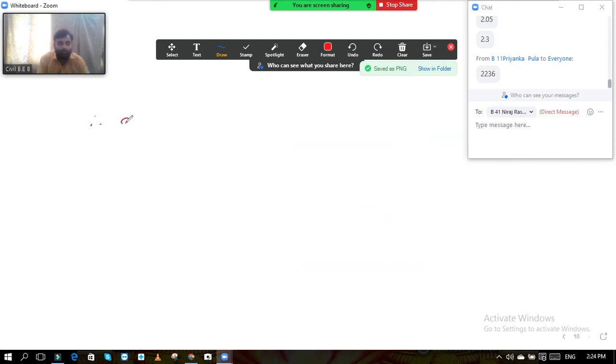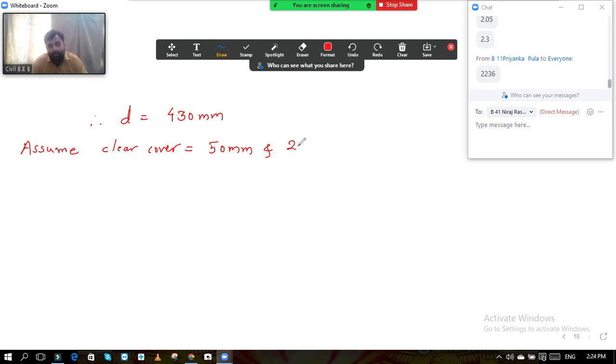Therefore D is equal to 430 mm. Now assume a clear cover of 50 mm for the footing and a bar diameter of 16 mm, or 20 mm we can take. We will take 20 mm bar diameter. So assume clear cover is equal to 50 mm and 20 mm reinforcing bar diameter.